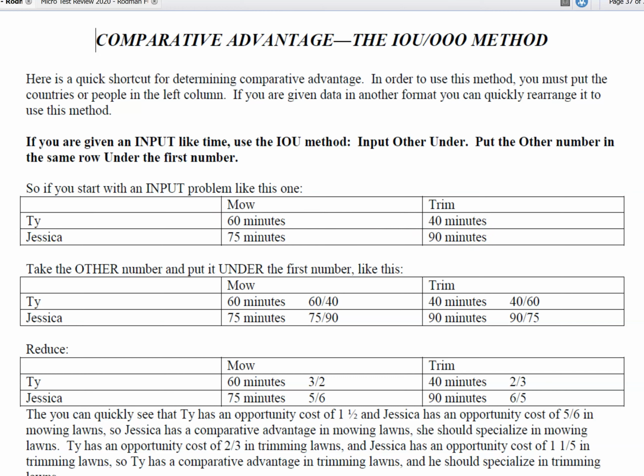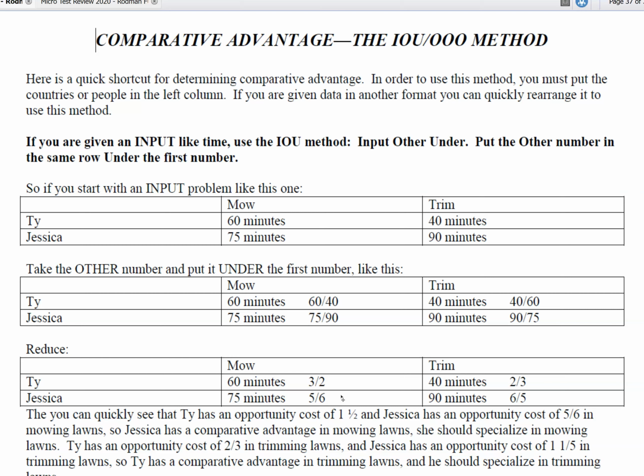But in the comparative advantage, we see that Ty has an opportunity cost of essentially 1.5, because input other under is what's happening here. So the other number goes under the amount of time that you're mowing here. And so 60 over 40, which simplifies to 3/2. The opportunity cost for Ty in mowing here would be 3/2 versus the 5/6 for Jessica in terms of mowing lawns. And so as a result of this, Jessica should mow the lawns, and she should specialize in that.